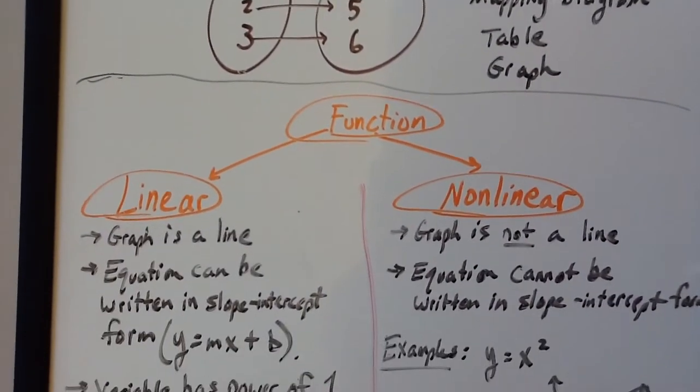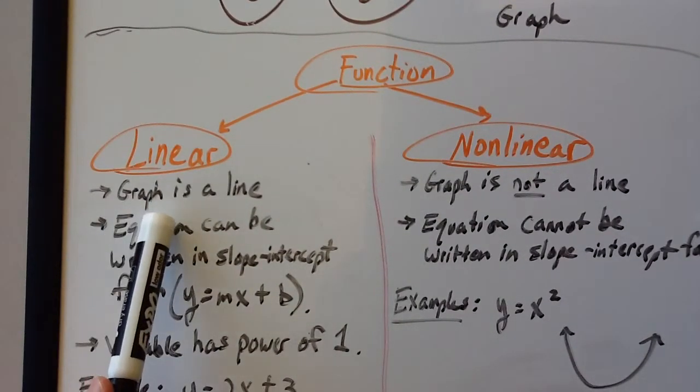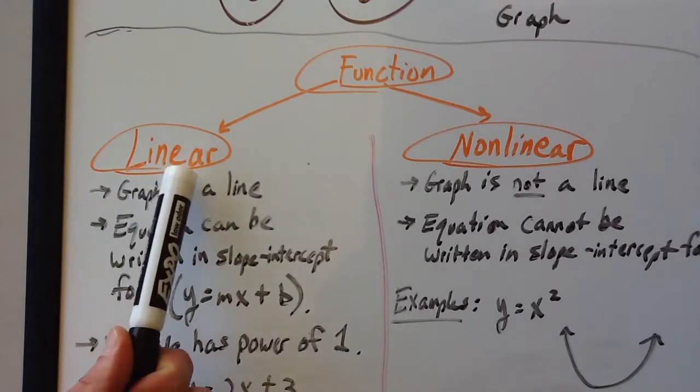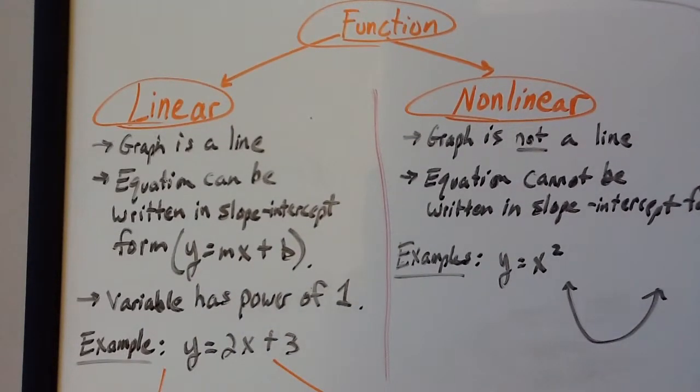Now, if it is a function, it can either be linear or nonlinear, which means if it's linear, the graph is a line. As you can see in the word linear, the first 4 letters spell the word line. And so if it's a line, that equation can be written in slope-intercept form, which of course is y equals mx plus b, where m is the slope and b is the y-intercept. And so if you're looking at the equation, the variable in the equation would have a power of 1. And so an example of a linear function would be y equals 2x plus 3.